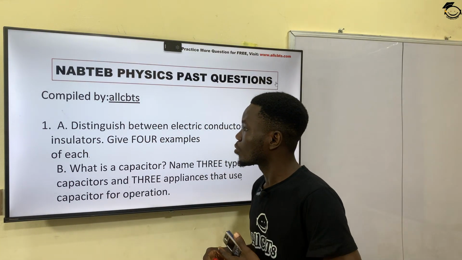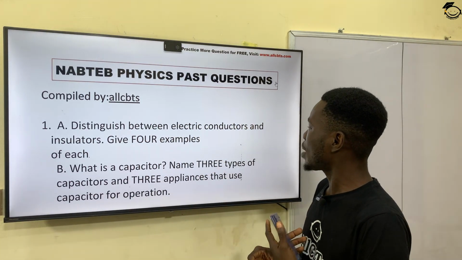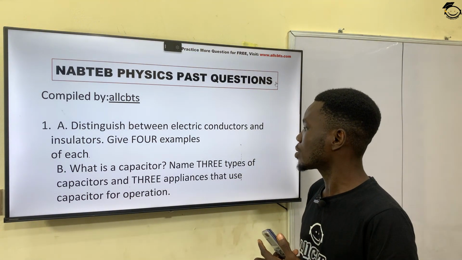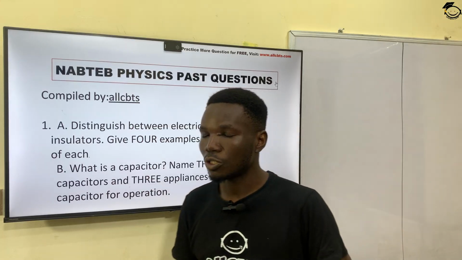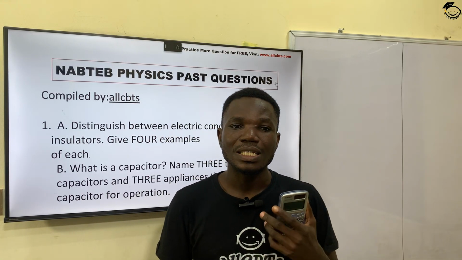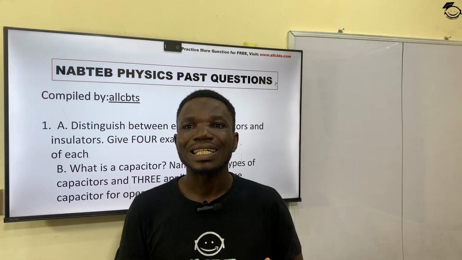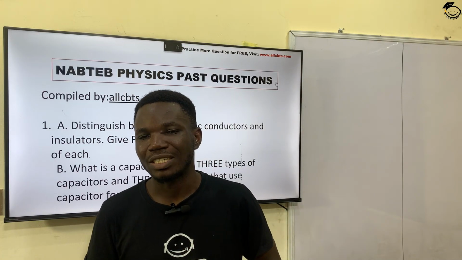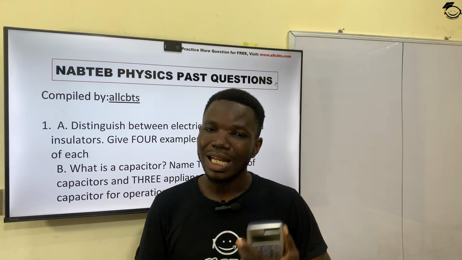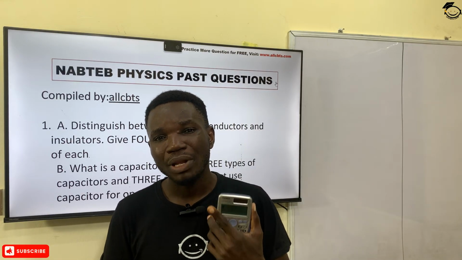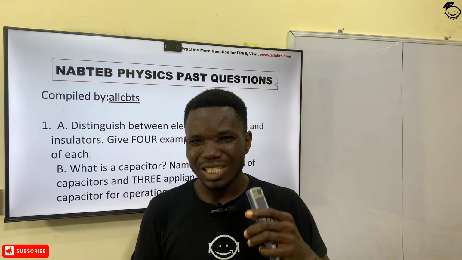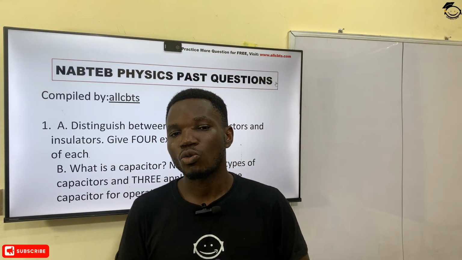The next question, question number 1b, says, what is a capacitor? Name 3 types of capacitor and 3 appliances that use a capacitor for operation. Now, a capacitor is an apparatus that stores charges. You can also say that a capacitor is an apparatus or an appliance that stores electricity, because charge is equal to electricity.